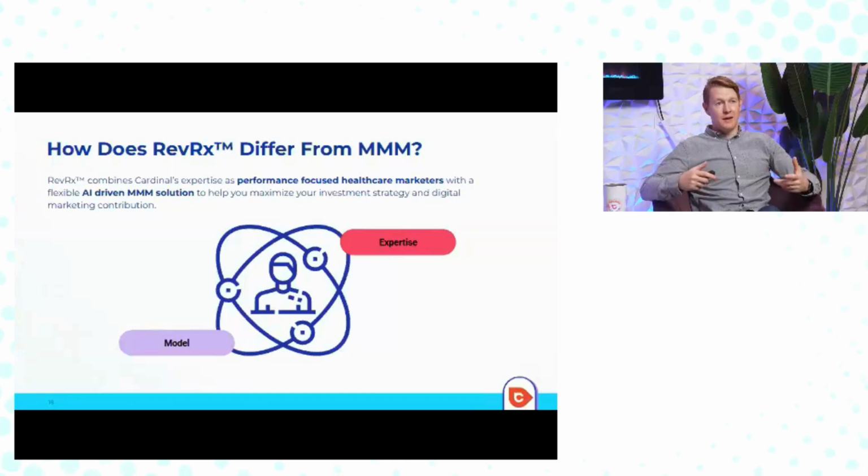So we have an MMM solution that we're coining RevRx. And just 1 minute on this. Where RevRx really differs from you just going out and getting an off-the-shelf MMM solution is that we're combining best-in-class media mix modeling solutions driven by AI with the expertise of healthcare marketers.